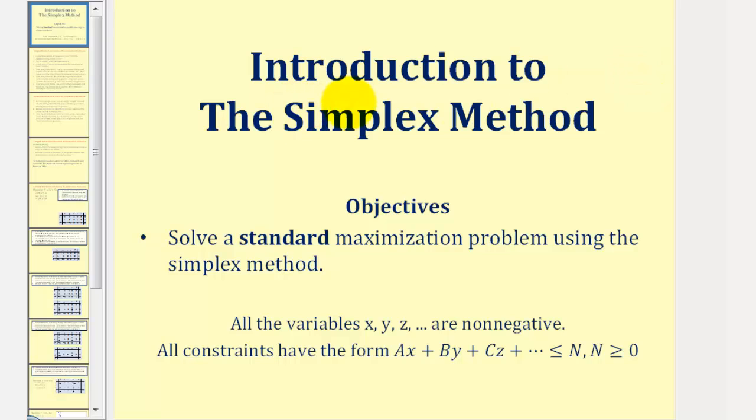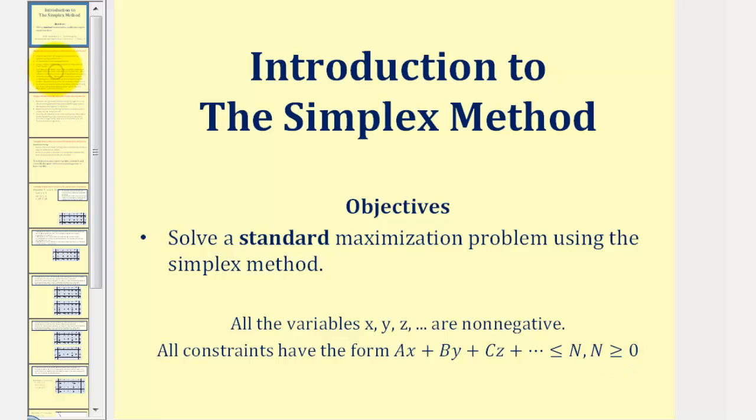Welcome to an introduction to the simplex method. In this lesson, we'll solve a standard maximization problem using the simplex method. A standard maximization problem is a problem where all of the variables are non-negative and all the constraints have this form here, where they're less than or equal to n and n is non-negative.